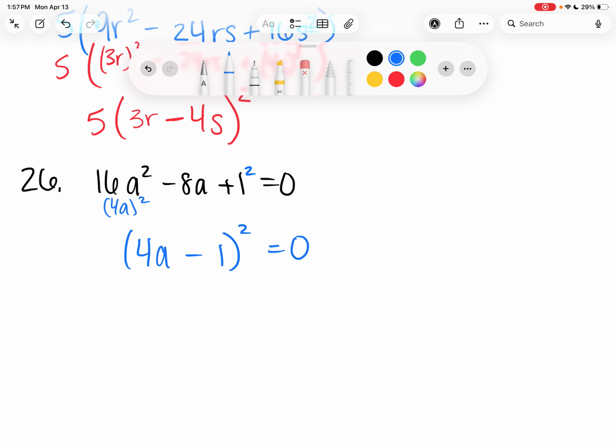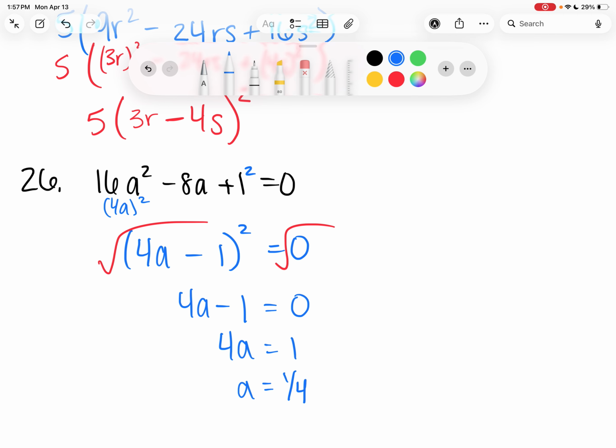That'll be 8a squared. Did you have to do the divide too? To actually undo the square, take the square root of both sides. Square root of 0 is 0. Square root of a square is whatever's left. So 4a minus 1 is equal to 0. So that'll be 4a equals 1. Then you have to divide that. So that'll be a equals 1/4.